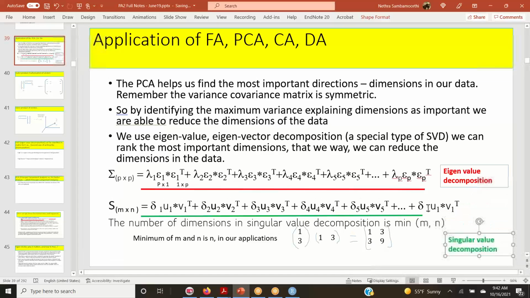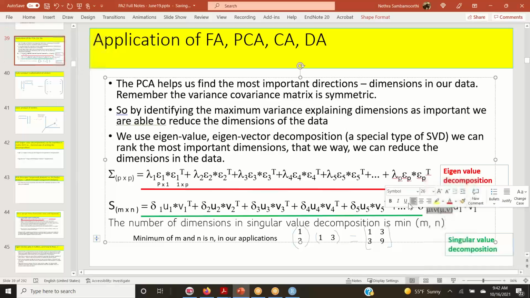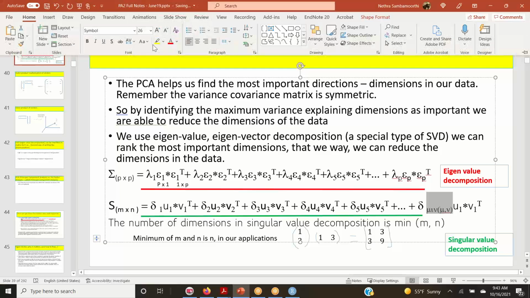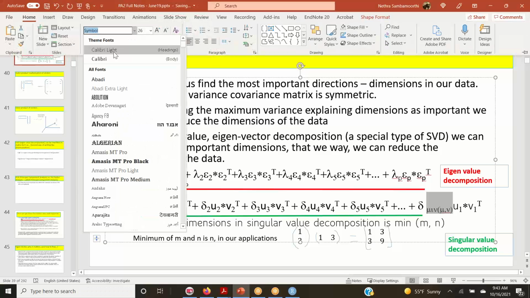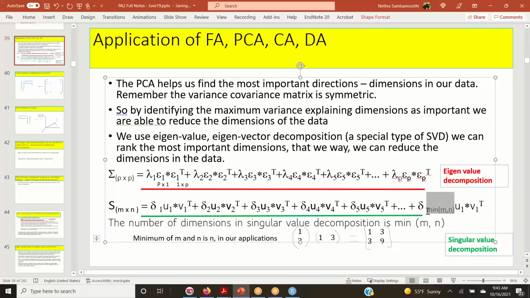What are those values? This is the minimum of m comma n. I will change the font. If I change it to English, it's symbol right now, so I'll do font Calibri or something like that. That's what it means. So it will factor up to the minimum of that.